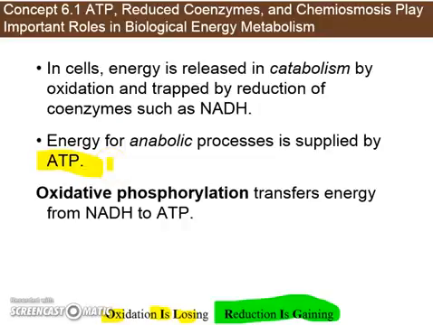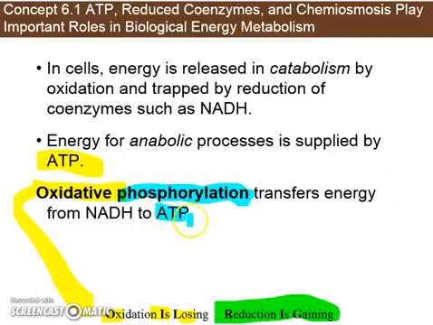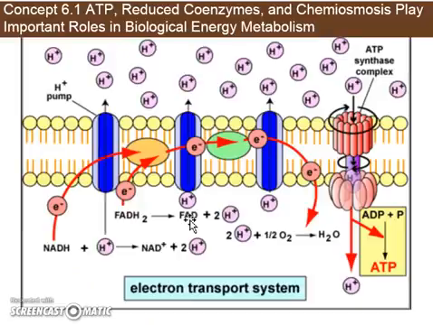The process by which we combine these two ideas is called oxidative phosphorylation, right? Oxidative comes from right here. Oxidation is losing electrons in order to phosphorylate, which means add a phosphate. So this oxidation, losing electrons from NADH, is going to allow us to phosphorylate in order to form ATP. Let's look at how that's done.